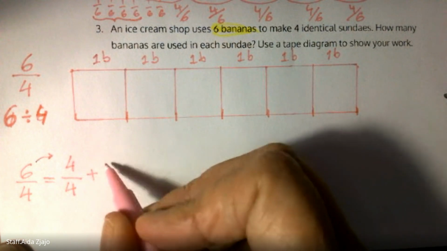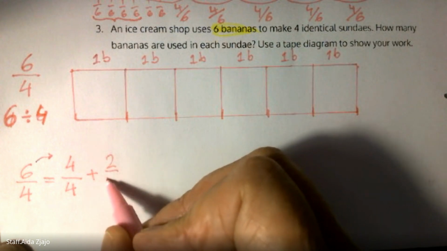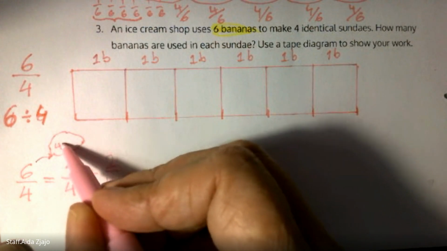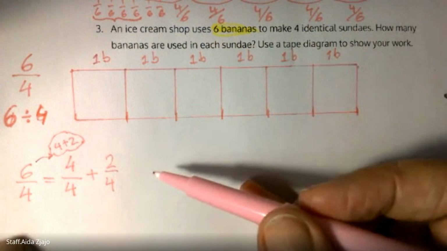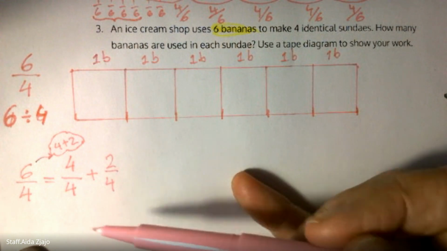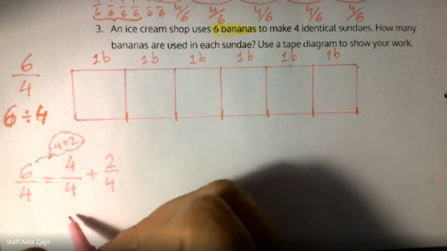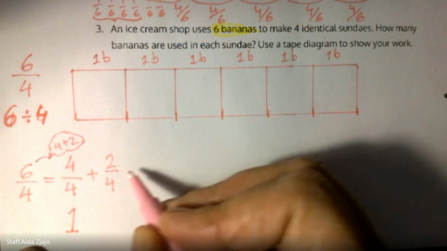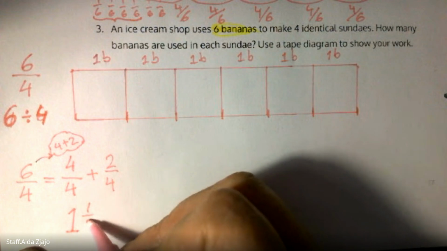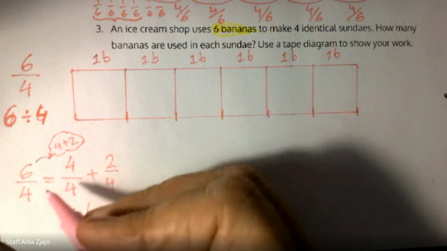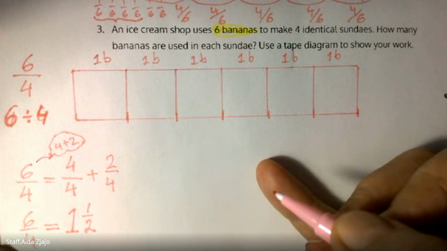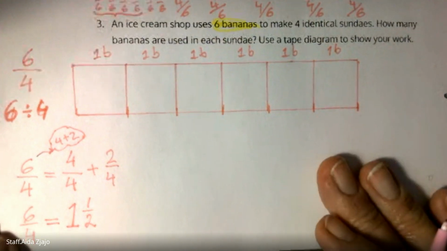But then I will have 2/4 left, because 6 is made of 4 plus 2. So now I decompose my fraction into 4/4 plus 2/4, and 4/4 is the same as 1 whole, and 2/4, 2 is half of 4, so that is also 1/2. Right there, I can tell you that 6/4 is the same as 1 whole banana and 1/2 of a banana.